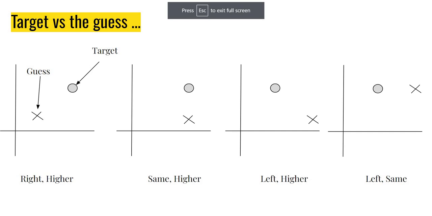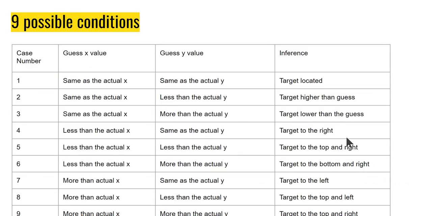Now, once we have the guess, we really have to figure out where this guess is with respect to the target. Remember, in the one-dimensional case, we just told if the guess is smaller or larger. But now it's a little bit more complicated because there are many scenarios. For example, the guess could be here, the target is here, in which case the target is on the right side, higher than the guess. In this case, the X is the same, but the target is higher. In this case, the target is on the left side, but higher. In this case, the target is on the left side, but same. In fact, if you think through this carefully, you will find that there are exactly 9 scenarios.